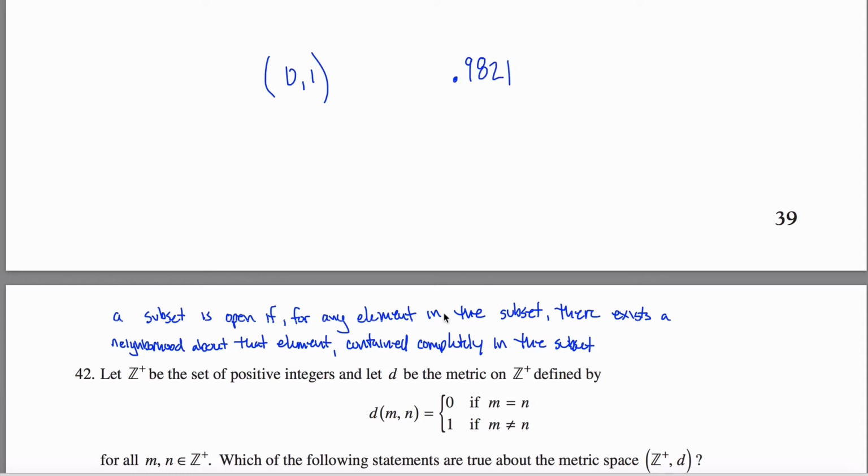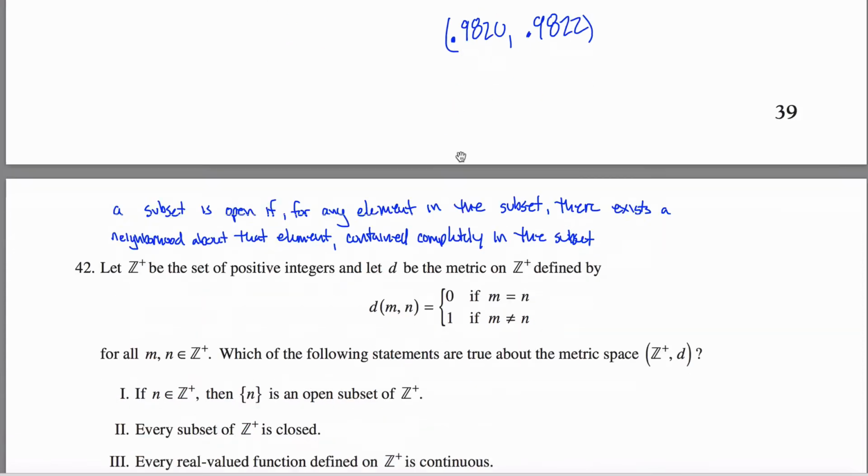It's totally arbitrary. For any element in the subset, there exists a neighborhood about that element. So you give me this element, and I give you a neighborhood about that element. Maybe my neighborhood is all the numbers from 0.9820 to 0.9822. So you gave me an element in this subset, and I give you a neighborhood about that element. Note that this neighborhood is contained completely inside this set. I could do that for any element of this set. Therefore, this set is an open set, or subset, I guess. That works as long as we're talking about our normal distance metric.